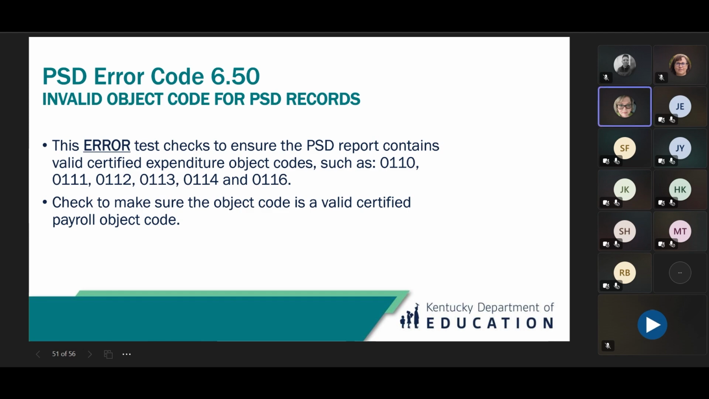Error 6.5, an invalid object code for PSD records. Again, this is going back to the same thing as the CSD records. Those graphics that you can pull out of the guide that show you how all of this matches up apply for both PSD and CSD. So you want to check to make sure the object code is a valid certified payroll object code.